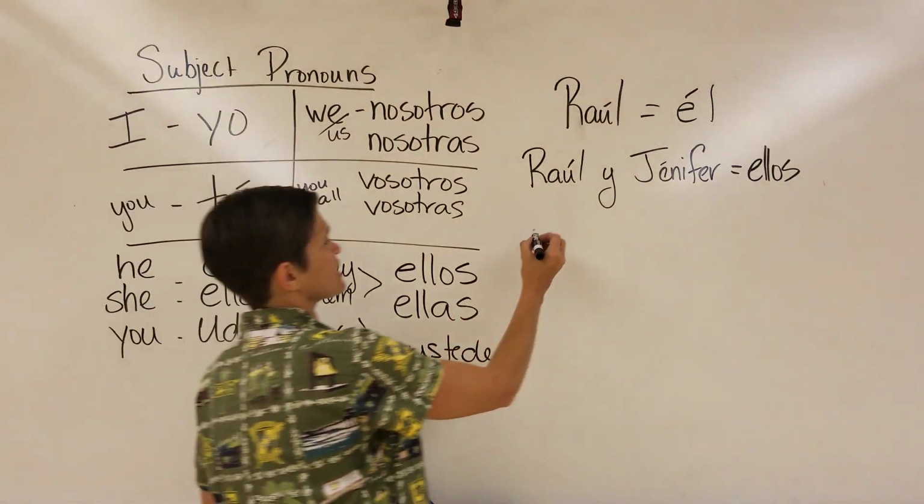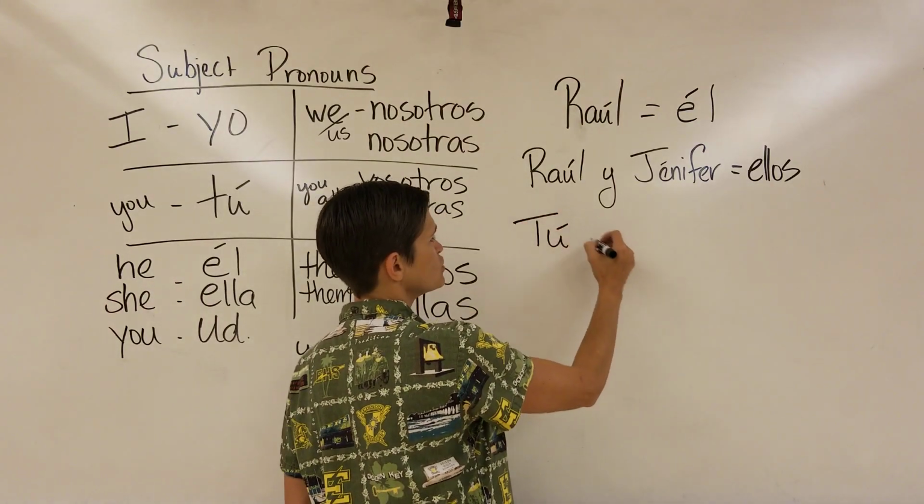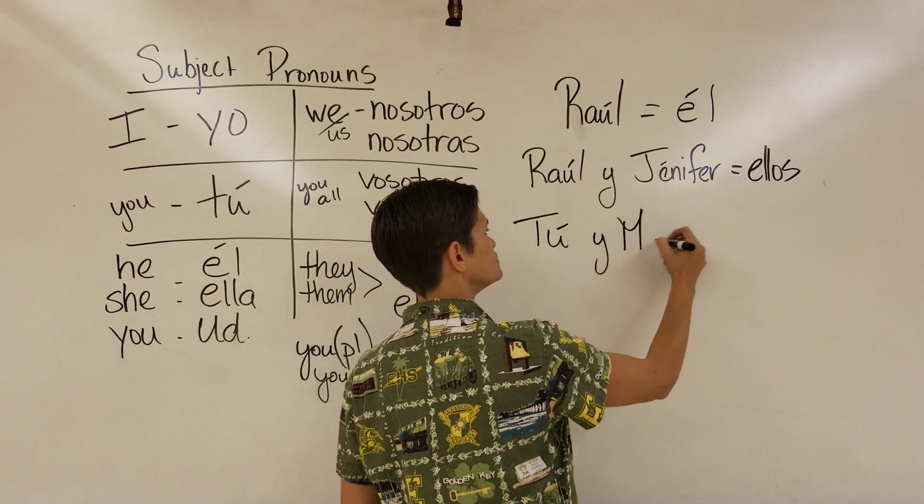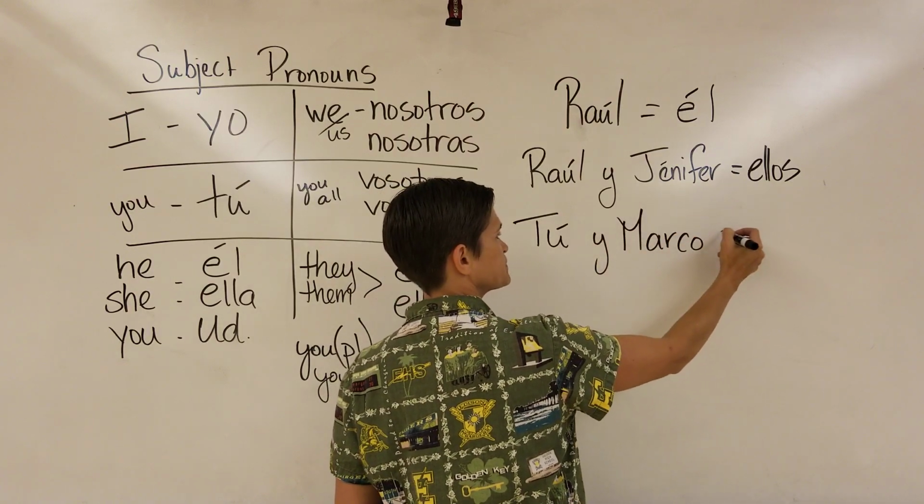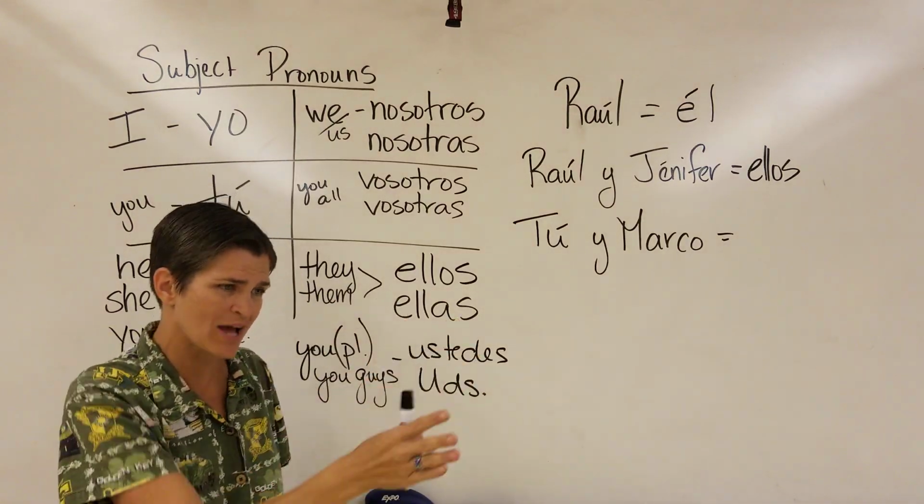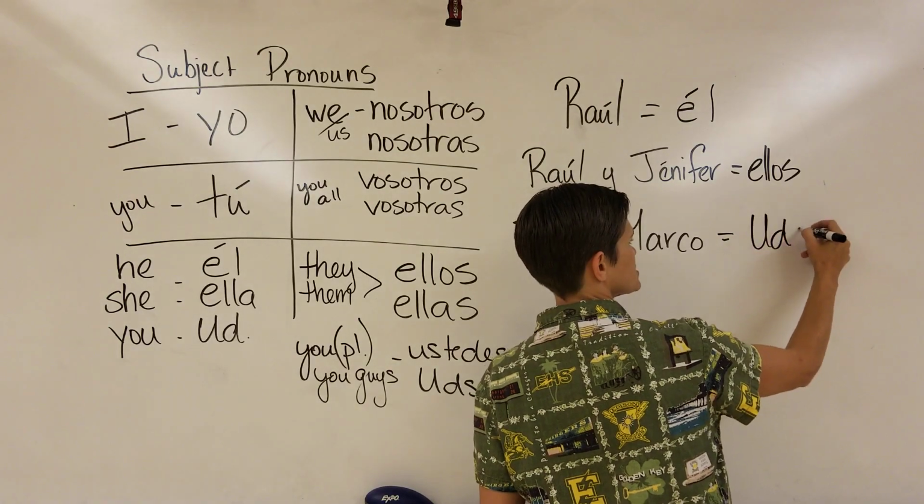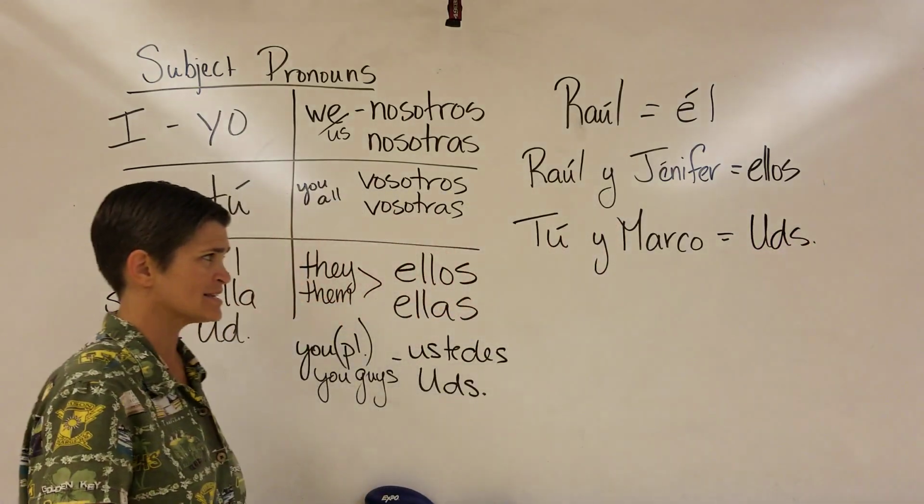If it's somebody and you, so let's say it's tú y Marco. So if it's you and someone else, it's you guys. So anytime it's you and another person, that's going to be the subject pronoun ustedes.